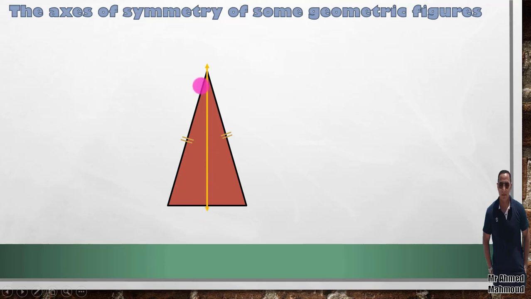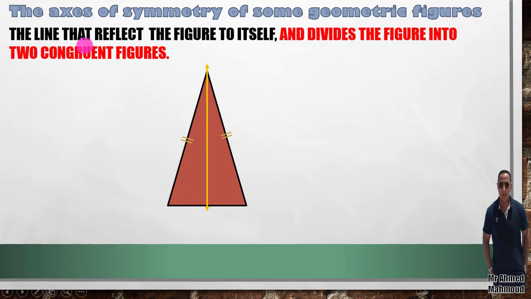So, a new definition for the axis of symmetry. The axis of symmetry is a line that reflects the shape to itself, like this. A line that reflects the figure to itself and divides the figure into two congruent figures.